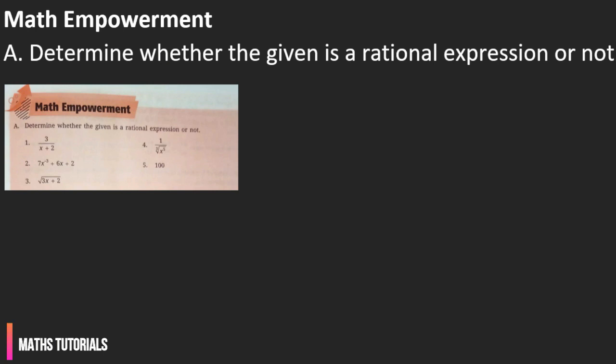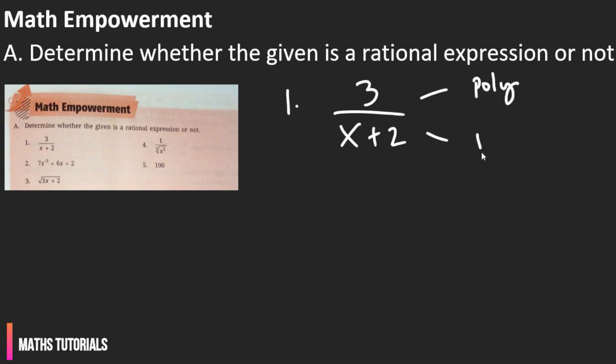Okay, now let's proceed with the different examples here. As your assignment, we're going to determine whether the given is a rational expression or not. For number 1, we have here 3 over x plus 2. We know that the constant is also considered a polynomial, and the denominator here is also considered a polynomial. Therefore, this expression is considered a rational expression.